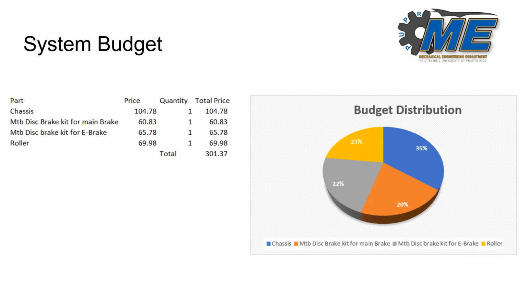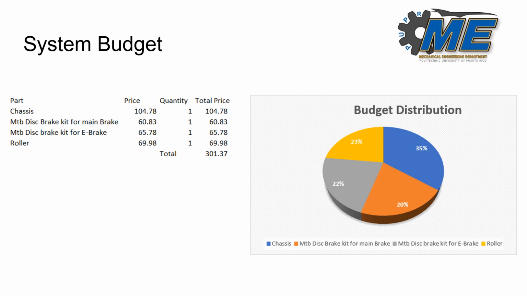Then we have the brake kit for the main brake, which is a mountain bike disc brake that costs $60.83. We have another mountain bike disc brake kit for the e-brake, the emergency brake, which is $65.78, and the cost of the roller, which will be $69.98. With the sum of these prices, we got a total of $301.37.